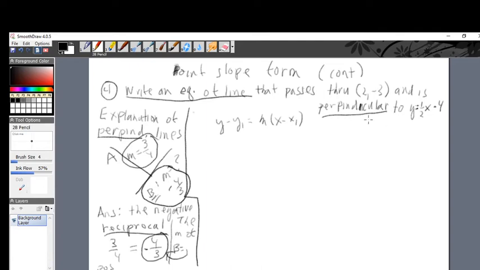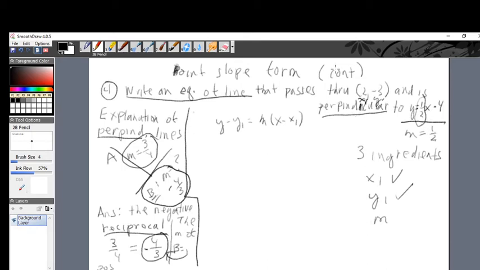So let's get back to our question. We need 3 ingredients. We need x1, check, we have it right here. That's x1. We need y1, check, we have it. This is y1. And what about the slope? So, what's the slope of this line? The slope of this line is right over here. m is equal to 1/2.